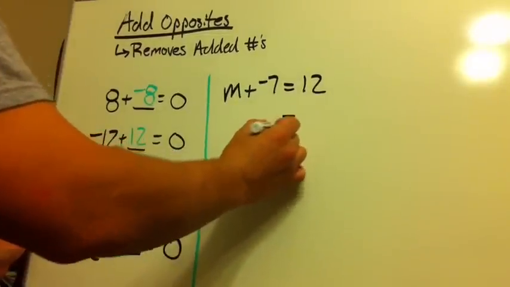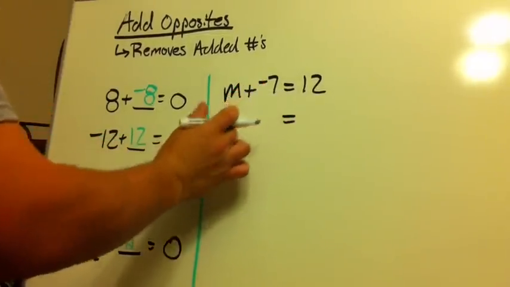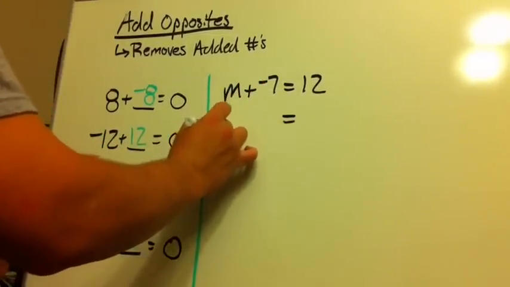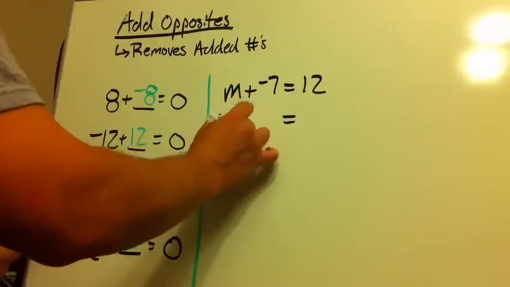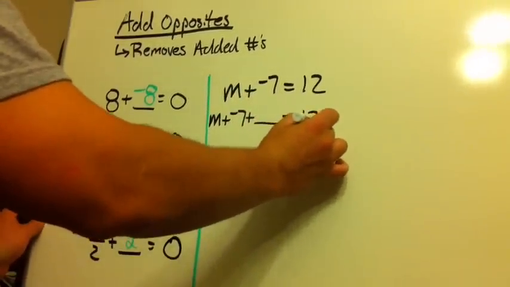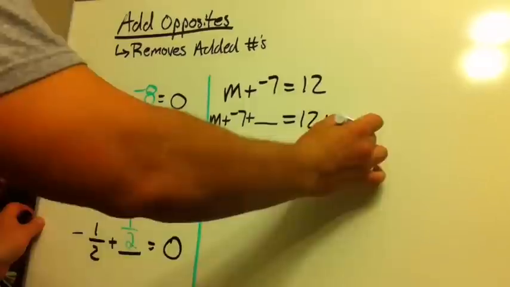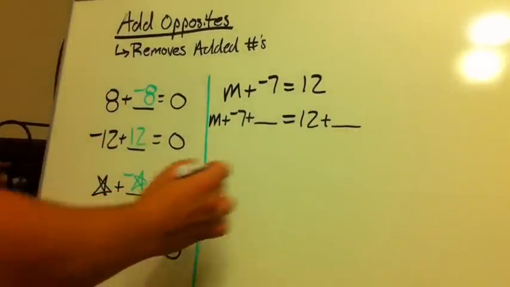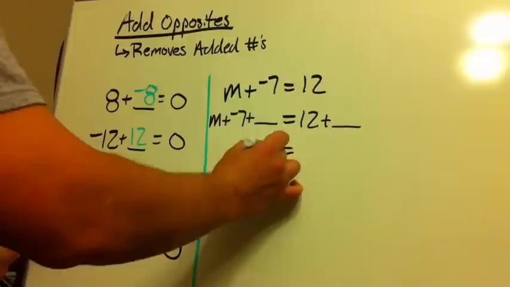M plus negative 7 equals 12. I need to expand the side that's with the variable. M plus negative 7. I need to drop in a number that will make the negative 7 disappear to 0. Whatever I add to one side, I must add to the other.